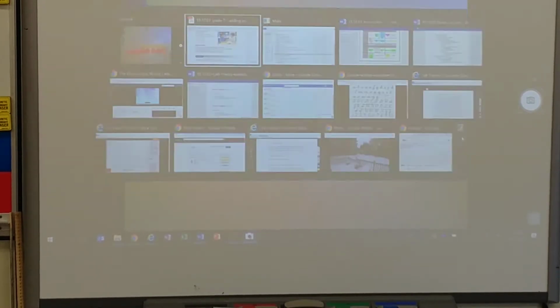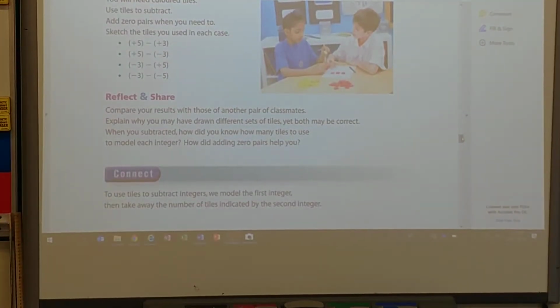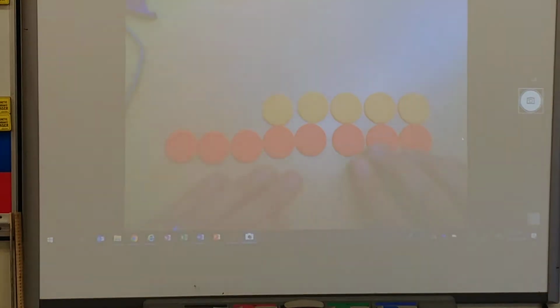But the question says negative 3 minus negative 5. So I'm going to minus negative 5. Well, if I minus negative 5, I know that's 0 plus 0 plus 0 plus 1 plus 1. What's my answer? Positive 2. Who had it? Show me, show me, show me. Good job. Right on.